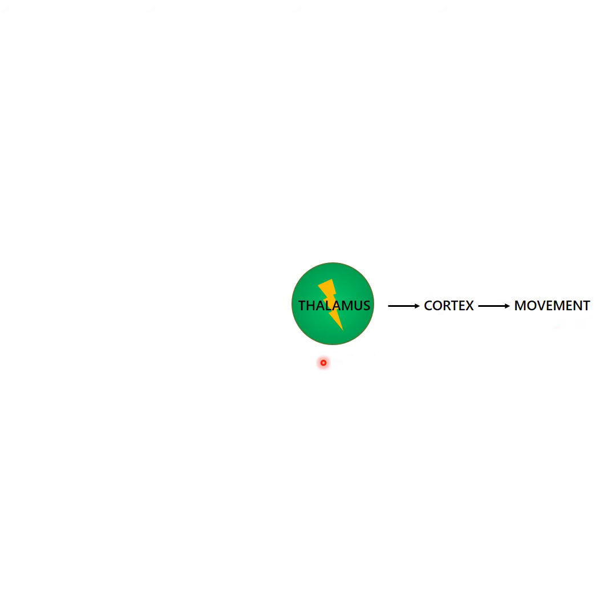What's interesting here is that if the thalamus was always activated, we would always be moving, okay? We wouldn't be able to stop. So the thalamus has to be tonically inhibited to prevent us from constantly moving. And the structure that does that is the globus pallidus internus, okay? And that's going to tonically inhibit the thalamus with the neurotransmitter GABA, okay?